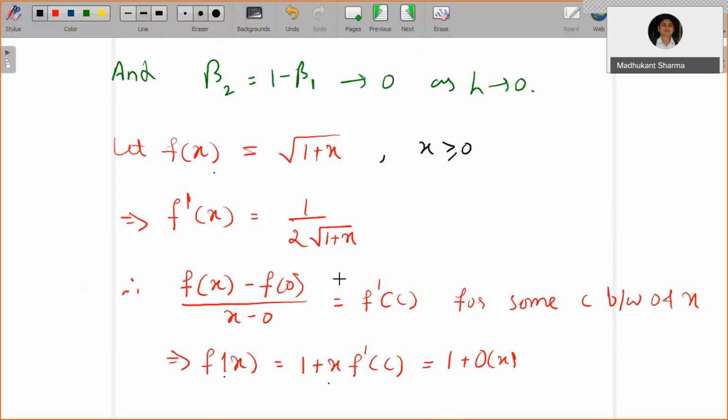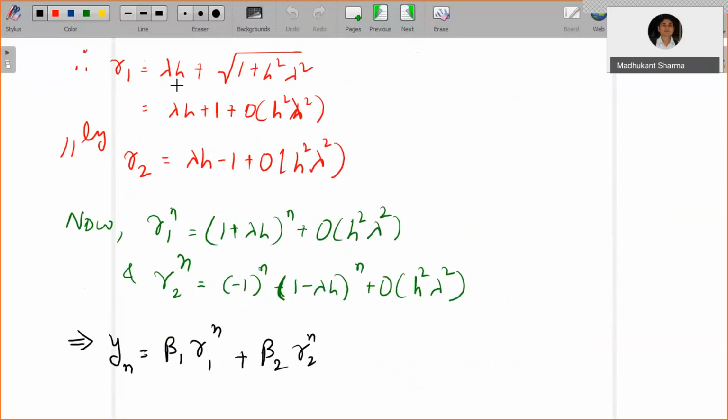Then the mean value theorem implies the following. This establishes that f of x can be approximated by 1 plus x times f dash of c, which is going to be 1 plus half of x. With the use of this, we can replace R1 and R2 as follows. R1 was lambda h plus the square root of 1 plus lambda square h square. Now the square root of 1 plus x can be replaced by 1 plus half of x, so 1 plus half of h square lambda square. Similarly, R2 is lambda h minus 1 plus half of h square lambda square.